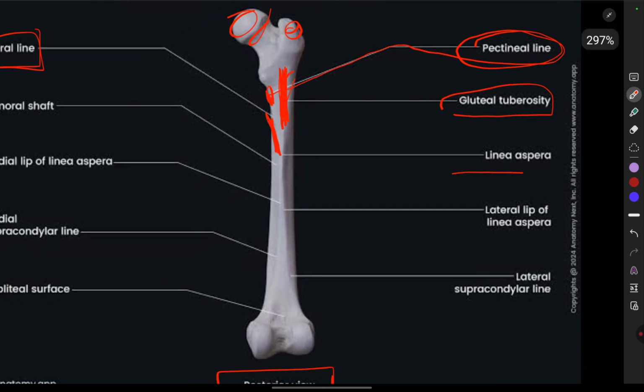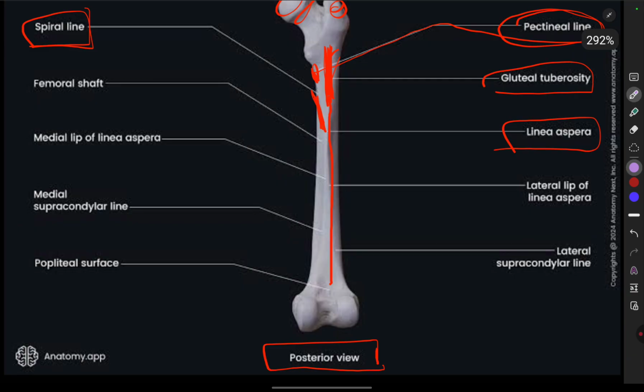and it continues as the linea aspera. Okay, this line whatever you see is the linea aspera. So the linea aspera has two lips, one on the medial side and one on the lateral side. So medial lip of linea aspera and lateral lip of linea aspera, and this is the shaft of the femur. It is divided into three, that is the upper 1/3, middle 1/3 and lower 1/3. The adductor muscles attach on the upper 1/3 only.